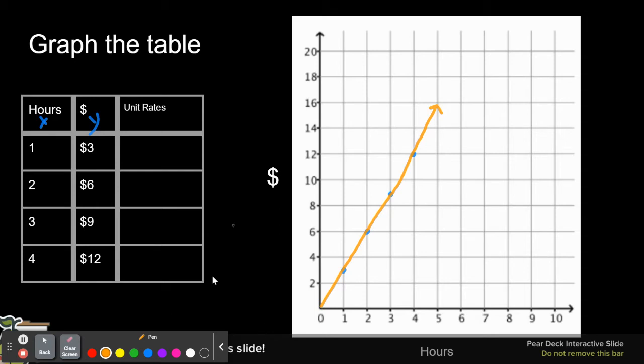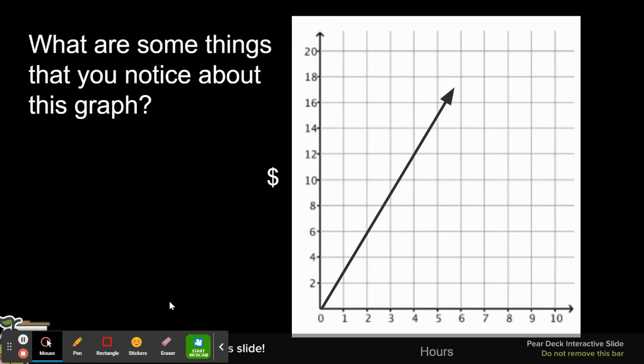Okay? So remember, this is a proportional relationship. This table shows a proportional relationship, so this graph shows a proportional relationship. Now, since this is the only one we've looked at so far, we don't really know what characteristics of this graph are determining that this is a proportional relationship. Okay, but keep that in the back of your mind. That's what that looks like. Let's go on to the next one here.